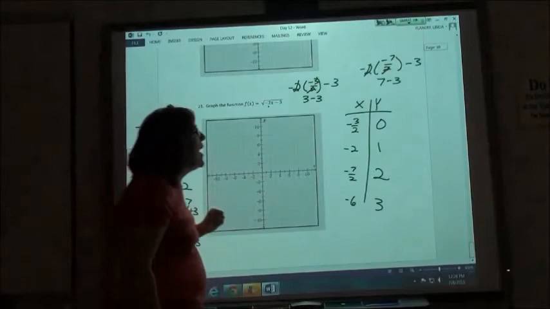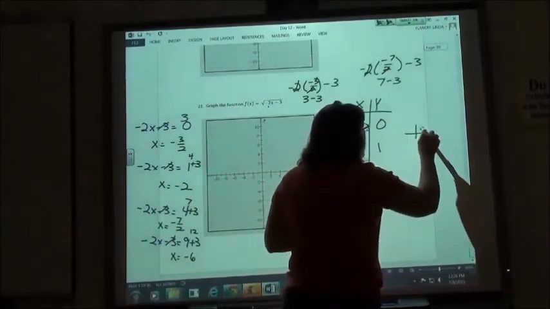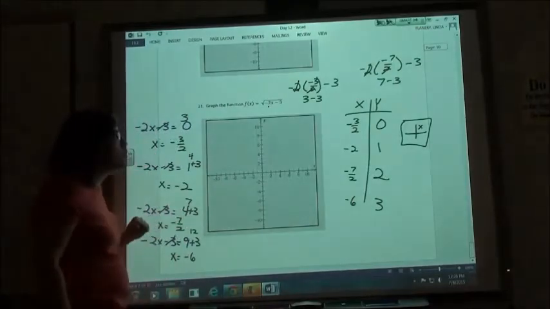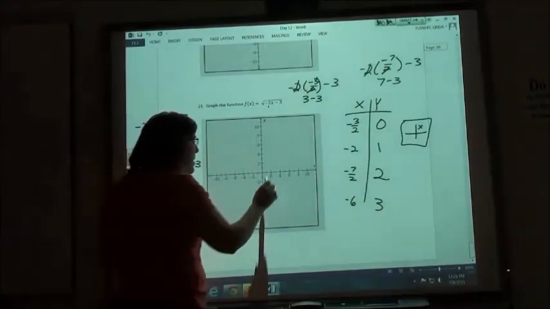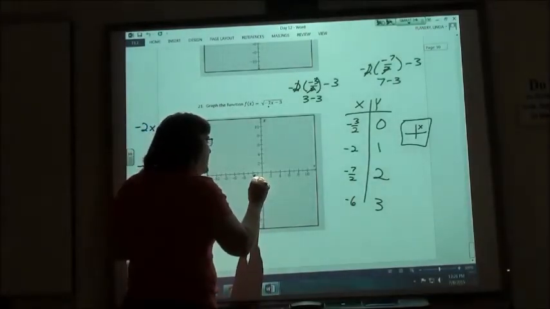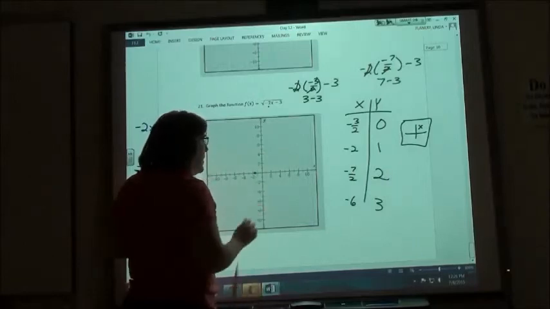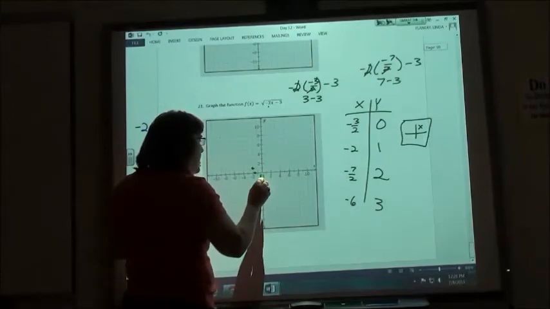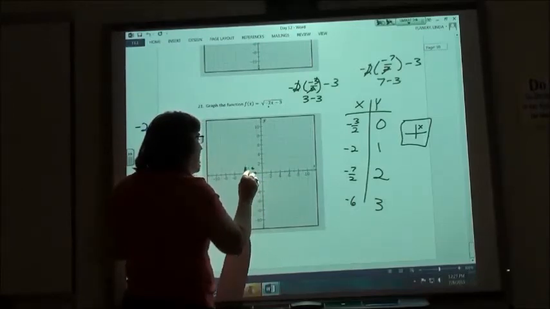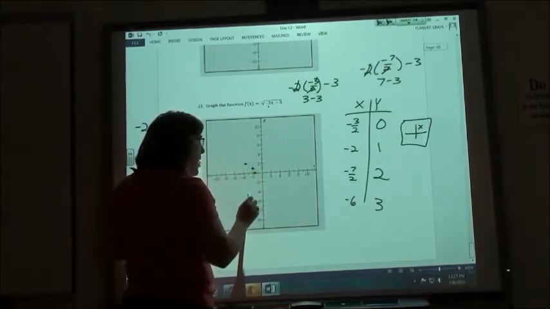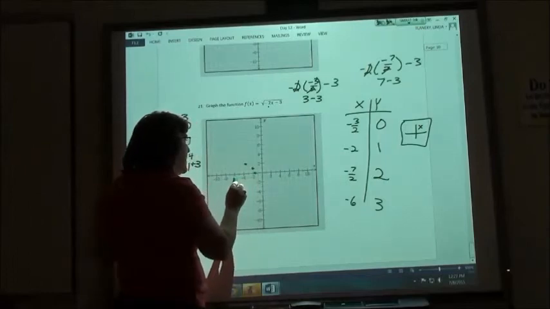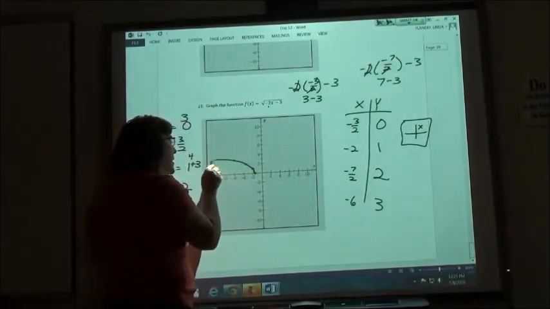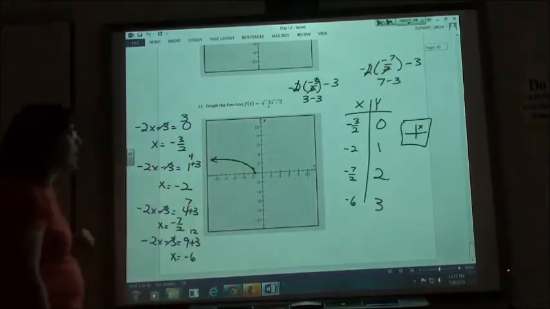So on this one, I'm going to have to use that plot point tool because I've got those fractions. So I'm going to have to type my ordered pairs in. I'm going to just estimate it. -1.5 is at 0. -2 is at positive 1. -3.5 is up at 2. And -6 is at 3. So this graph is going to look something sort of like that.